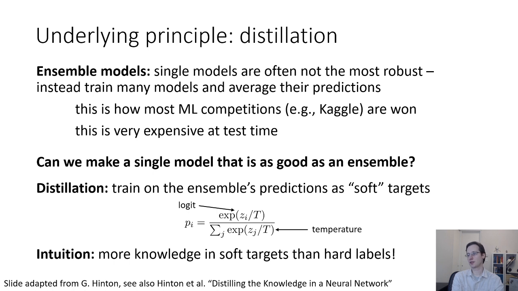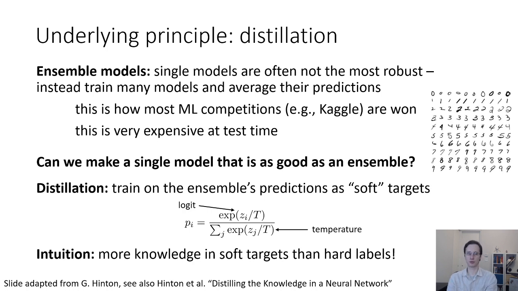So the intuition is that this ensemble has more knowledge in these soft targets than it does in the hard labels. In supervised learning for image classification, one good example to illustrate this is MNIST digit classification. So these are the MNIST digits, 0 through 9, and the ground truth digits are labeled with their true label. So it's just a one-hot vector for 0, 1, 2, 3, 4, 5, 6, 7, 8, and 9.